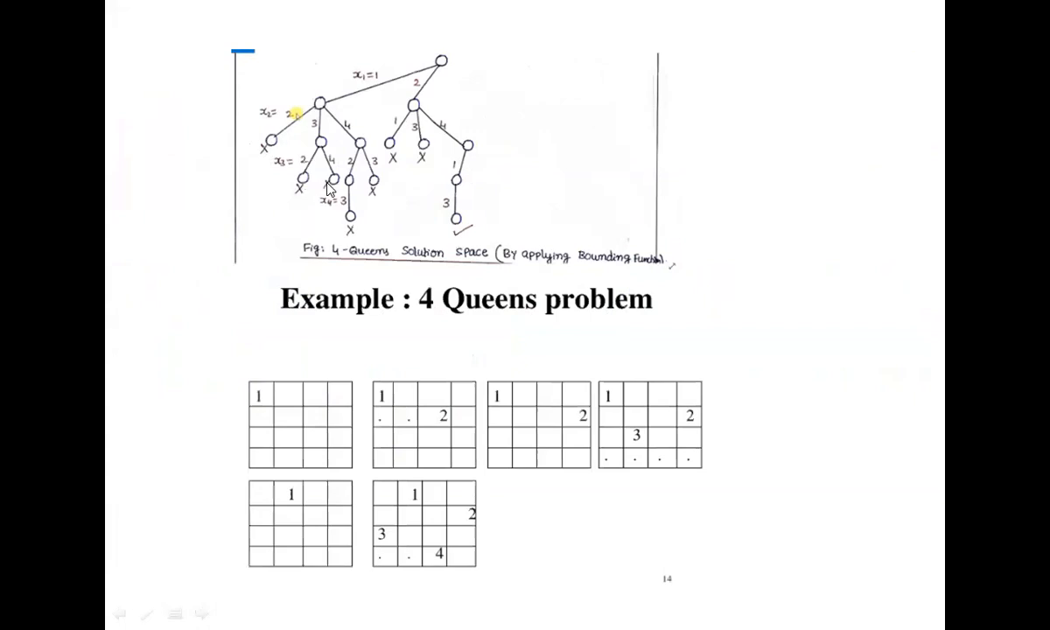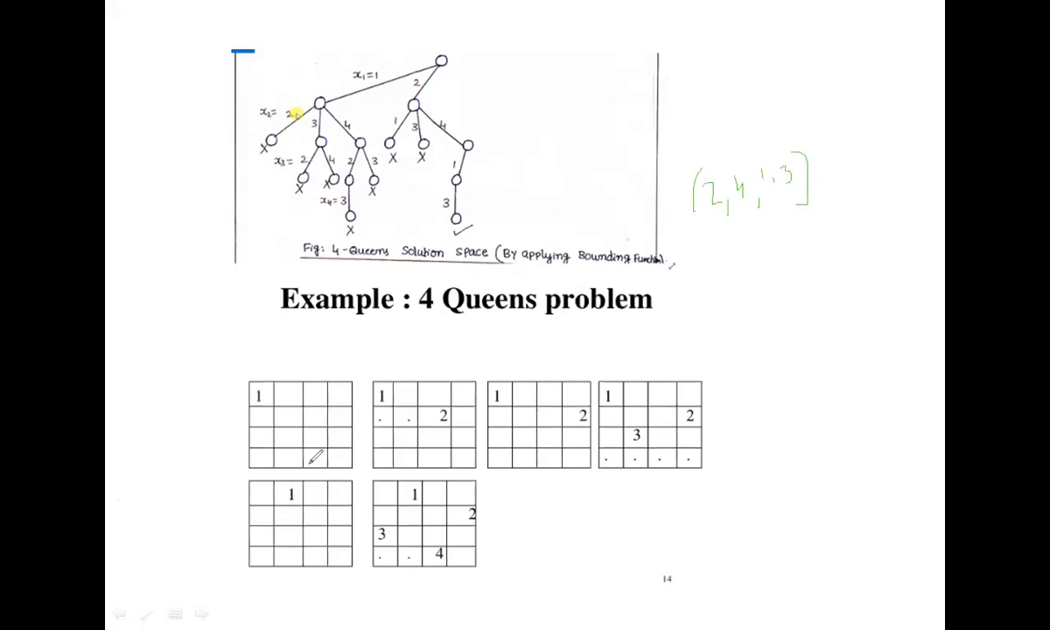So here also the bounding function occurs. Here also the bounding function occurs. Here also the bounding function. So this one is the final solution. How do we represent this one in tuple form? Tuple form means 2, 4, 1, 3. This is my final solution.